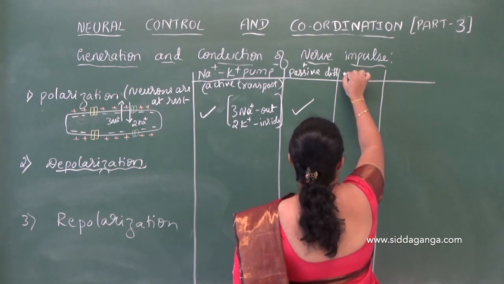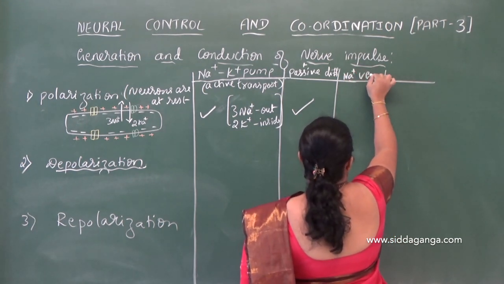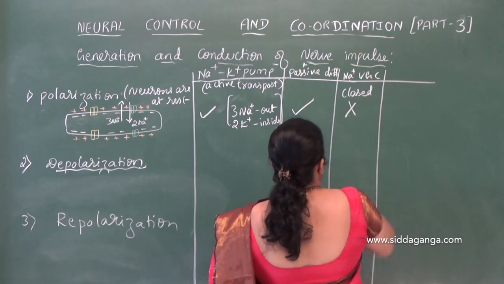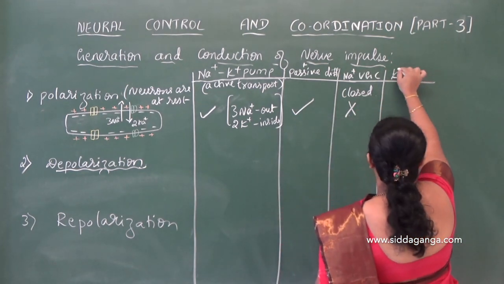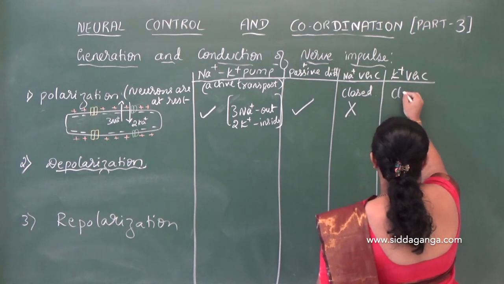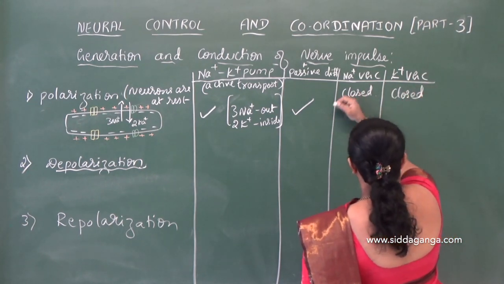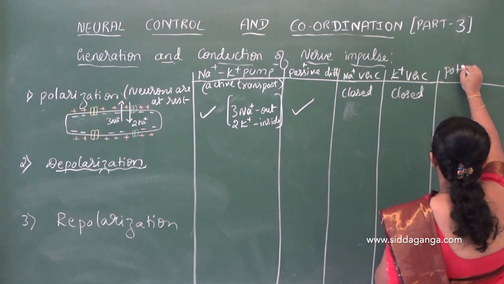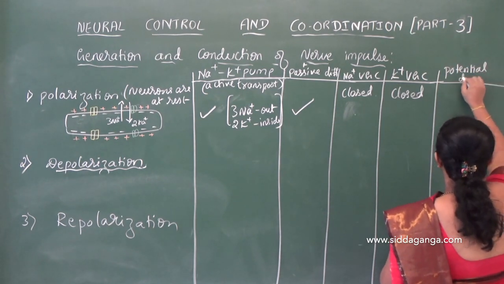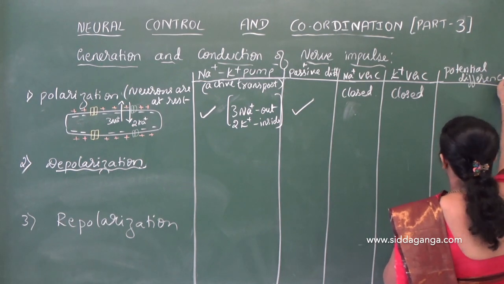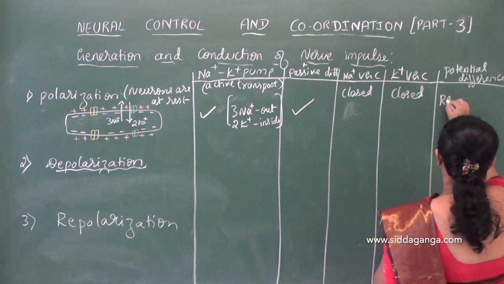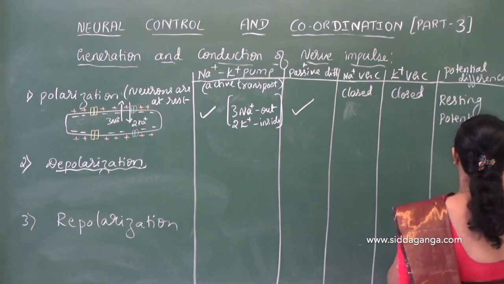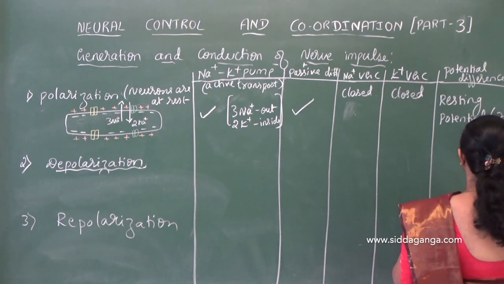And here the sodium voltage gated channel will be closed, and potassium voltage gated channels will also be closed. The potential difference, at rest, that potential difference is called resting potential. That is minus 70 millivolt.